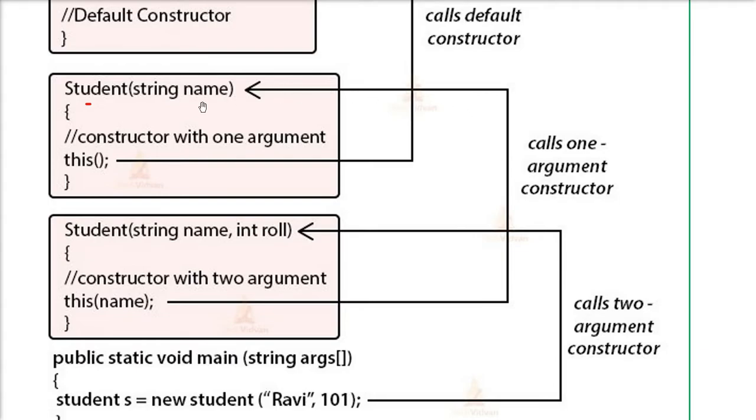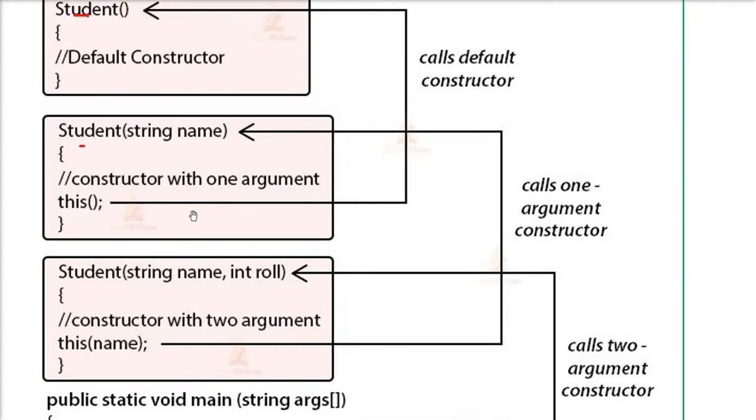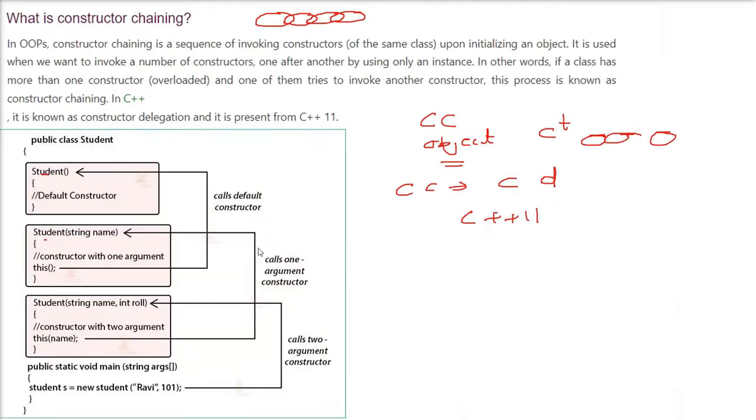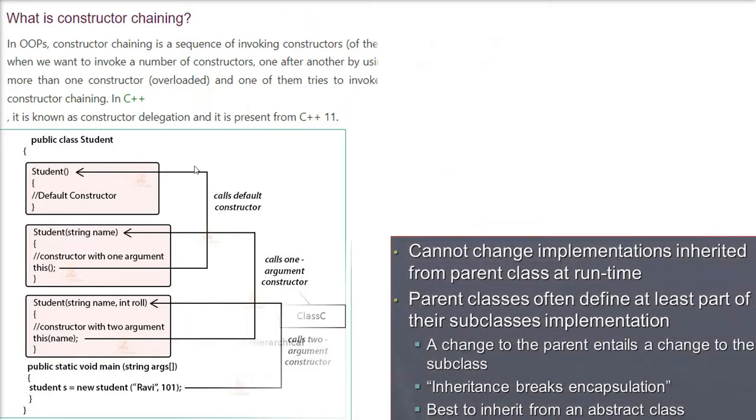Now again the instructions will be executed. Now at the last we have this. So it is going to call a constructor with no parameter. So it is going to call the default constructor. This is how the chain of constructors is formed. That is why it is called constructor chaining or constructor delegation.